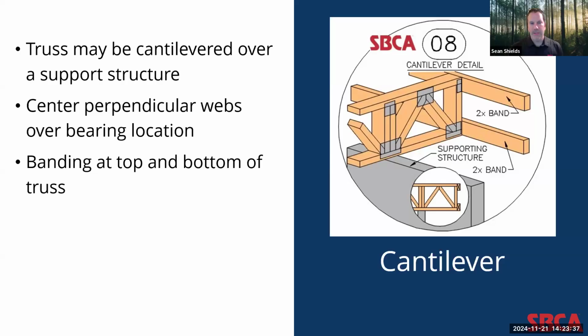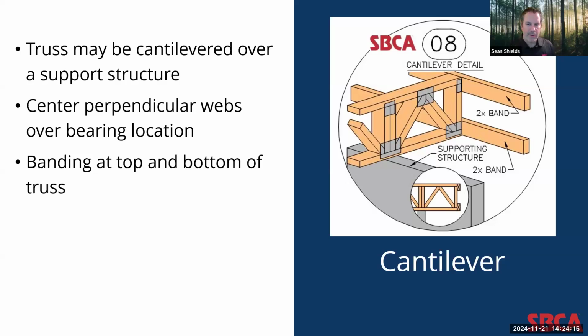In detail 8, we see our first example of a cantilevered floor truss. There may be situations where a floor truss is cantilevered over a support structure to achieve some sort of design element. Again, the key to this design is to maximize bearing over the intended perpendicular webs of the truss to adequately transfer both the compression forces at the bottom and the tension forces at the top throughout the rest of the truss. Now, because this truss is cantilevered, the truss will be designed with banding at both the top and the bottom of the truss to provide lateral restraint.